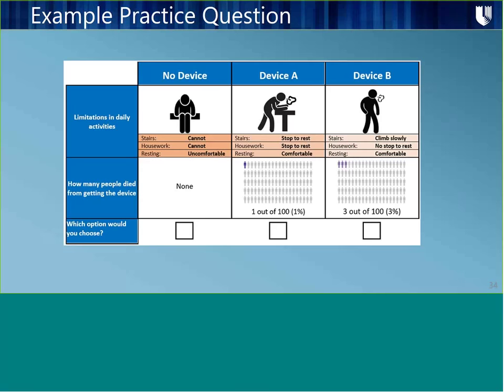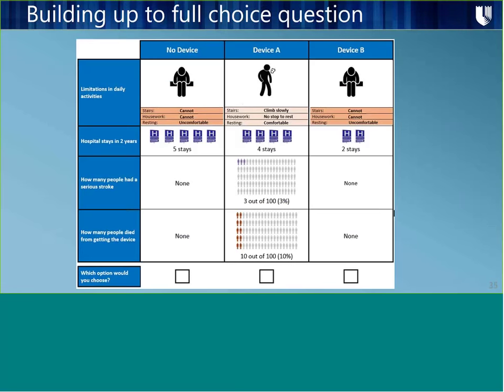There we go. Okay, so then we give them a little simple 2-attribute question just to get them some practice in thinking about trade-offs using this particular format. So in this case, it's just the limitations of activities and mortality risk. And the question is, which would you choose if these were the only alternatives available to you? We might do 2 or even 3 of those practice questions before we show them the first question that we're going to actually collect data for them.